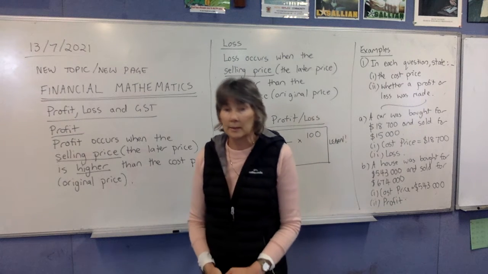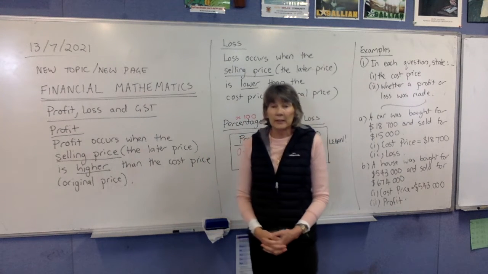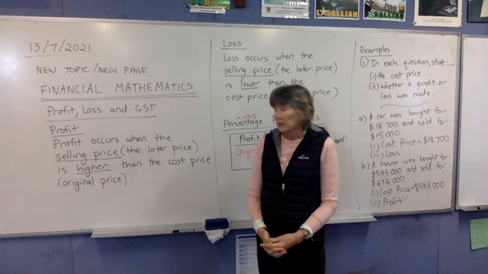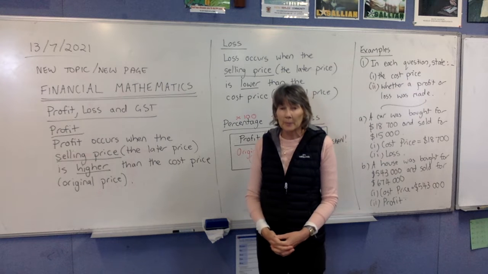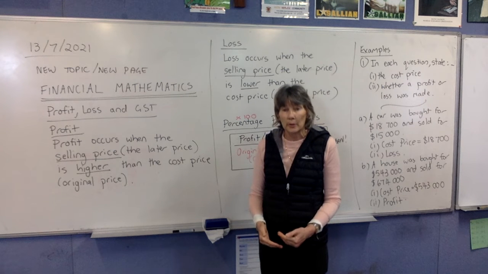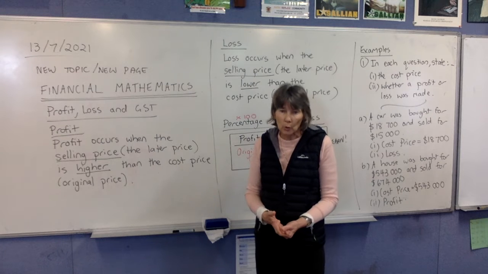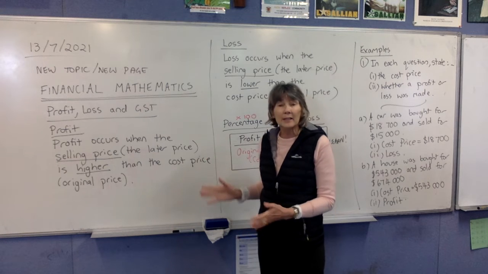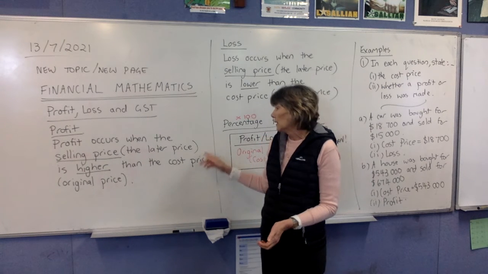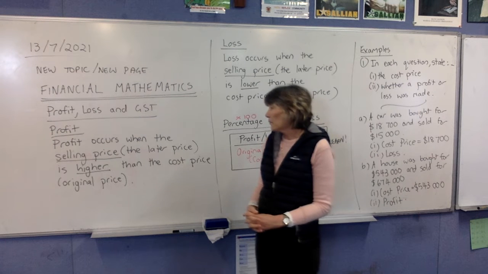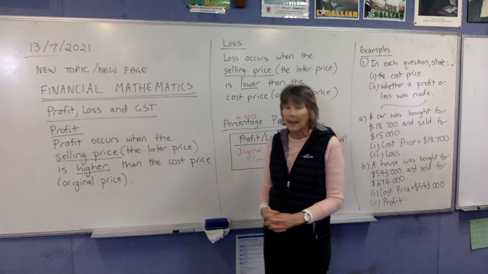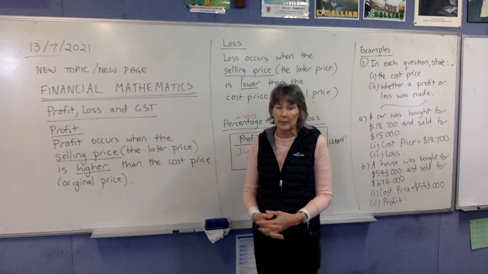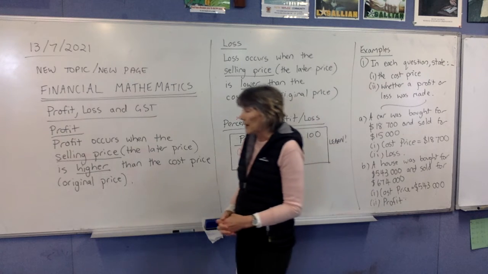Okay, so some basics. Alright, so we're doing profit, loss and GST. So to start with, we're looking at profit. Profit occurs when the selling price, that's the last price that you know about. So we're looking at it in chronological order, in other words, what happens as time moves on. The last price when you're looking at the time involved is your selling price. A profit occurs when the selling price is higher than the cost price, which was the first price you had or the original price. Okay, so you make a profit if that happens.